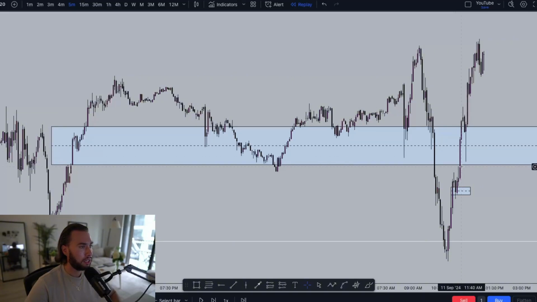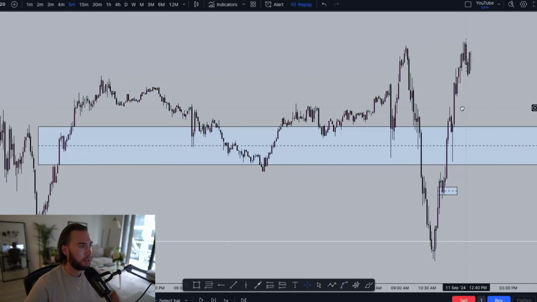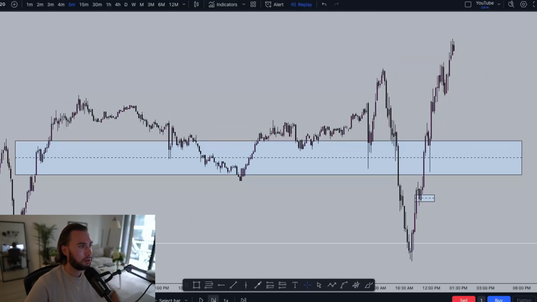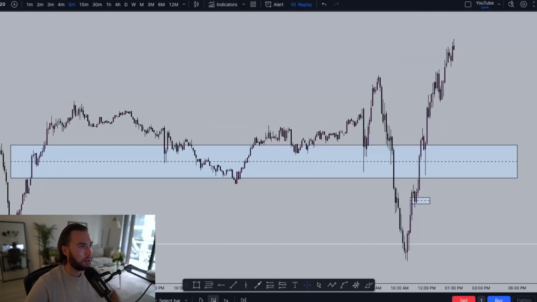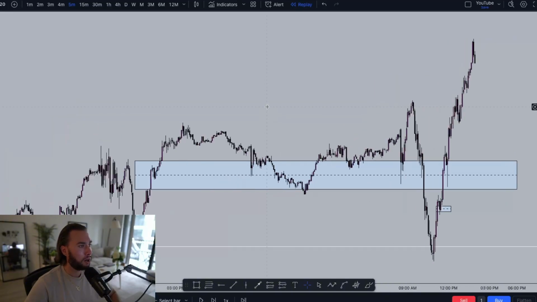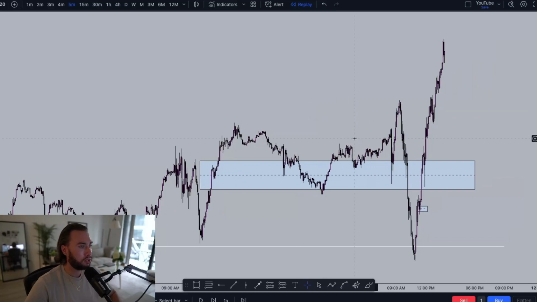That would be your first stage of accumulation. And then we have another inefficiency here that gets traded into. You can also use this as a first stage of accumulation as well. And notice how the market continues to trade higher. We're using these fair value gaps to predict where price is likely to give an entry.